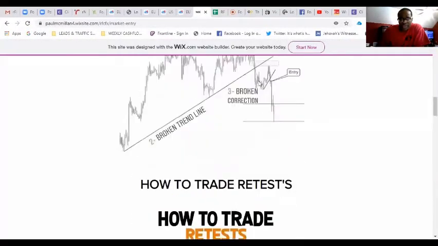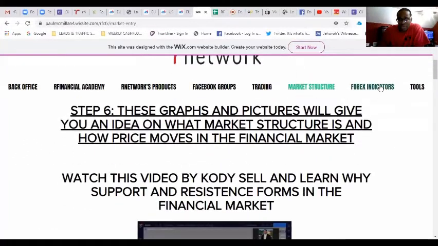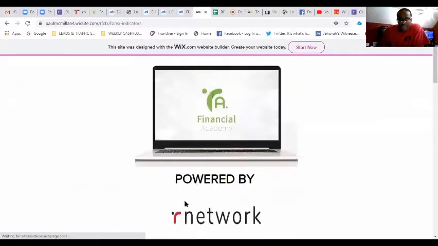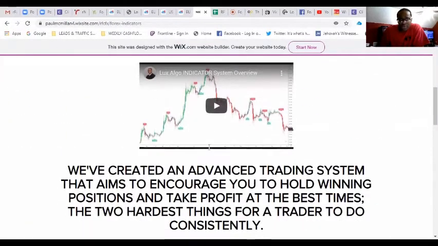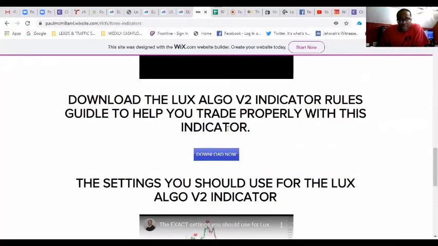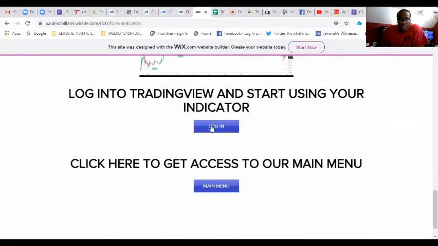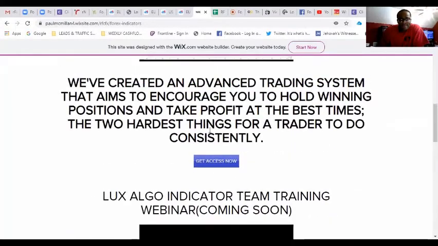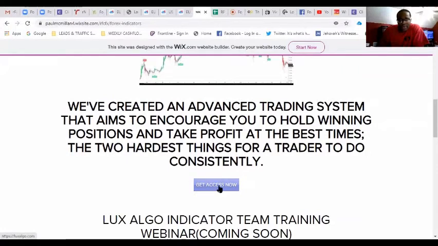So I'm going to show you where that's at. If you need this training website, let me know and I'll send it to you if you're on my team. So we're going to go to Forex indicators. And this is the LUX ALGO V2 indicator. Shows you exactly what it does. And then you can actually download my indicator rules on how to use this indicator. And then also you can get access by buying the indicator here at the website here.